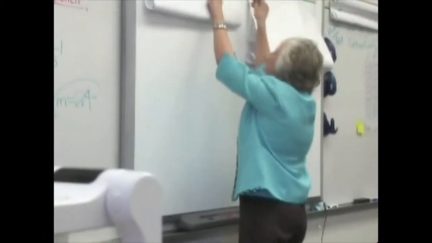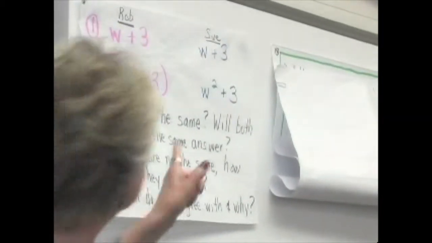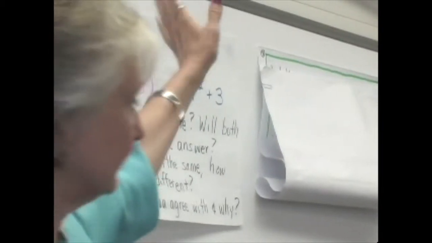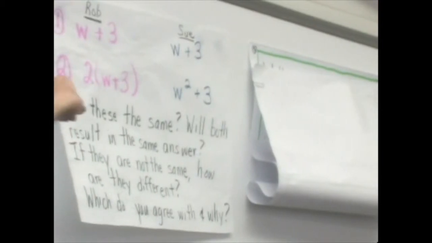I want to show you Rob's work and Sue's work. Okay? So Rob said that he thought for Ben's age that Ben would be W plus 3. And Sue agreed with that. She said, yep, it is W plus 3. But then for Jan's age, Rob said, to figure out that expression, I'm going to do 2 times (W plus 3). And then Sue said, no, I disagree with you. I think that it's W squared plus 3.